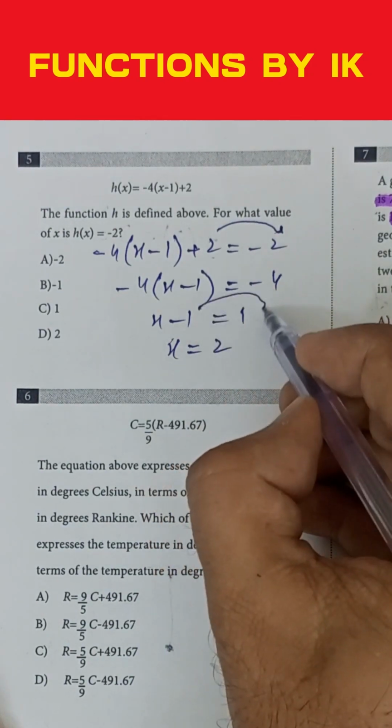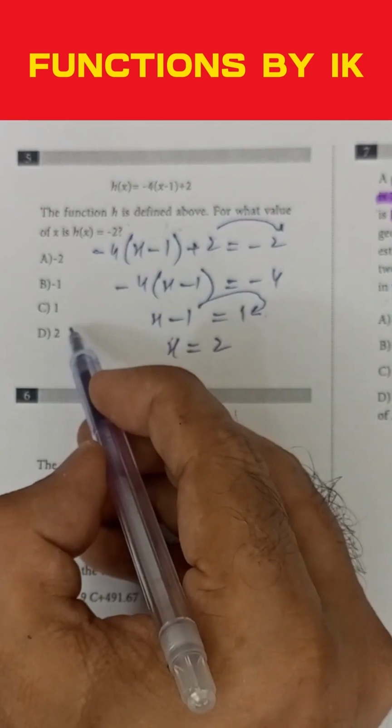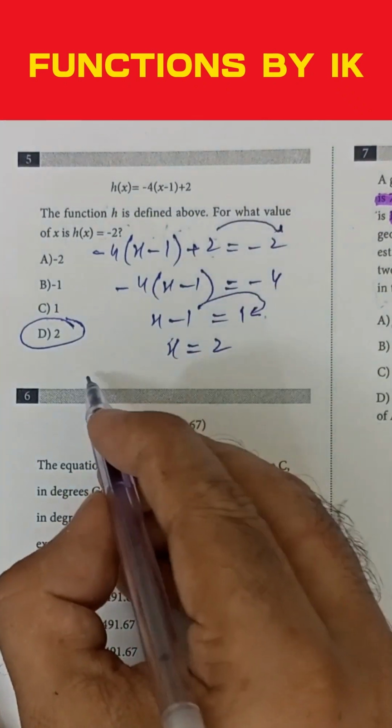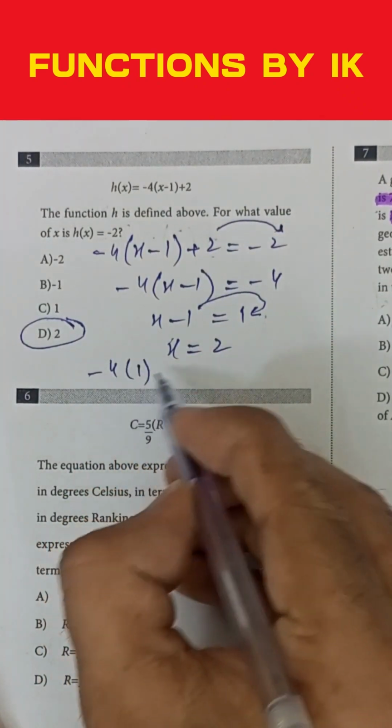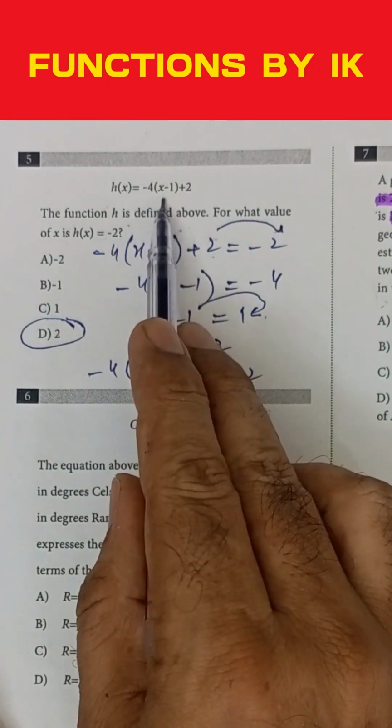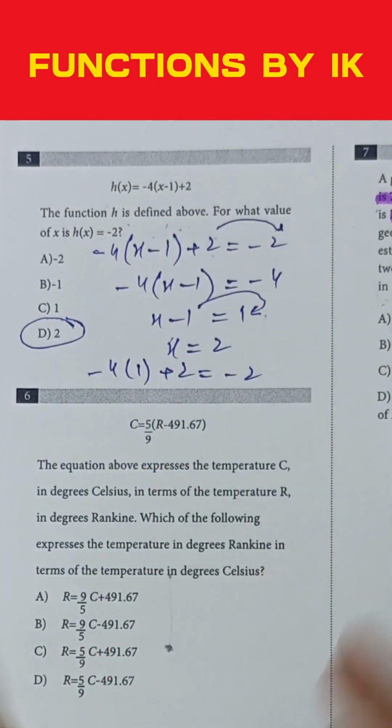So move this to add it here. So x is equal to 2. This one is the answer. The other way is that when minus 4 times 1 plus 2 is equal to minus 2, you come to know that x minus 1 should be equal to 1. Thank you.